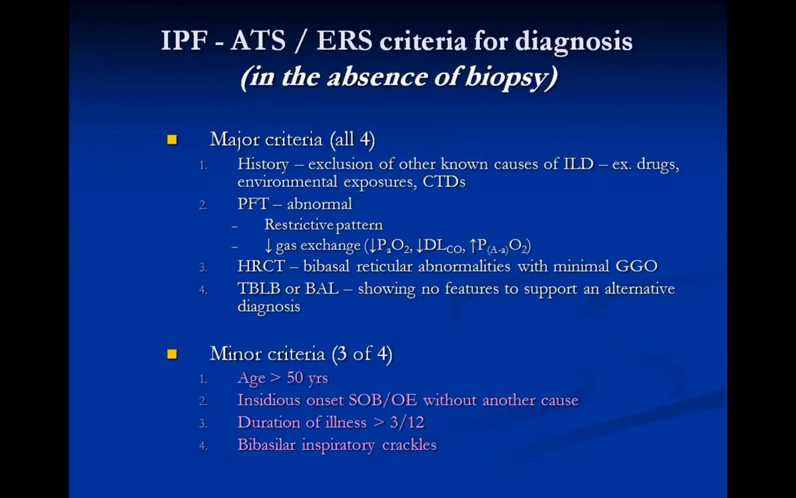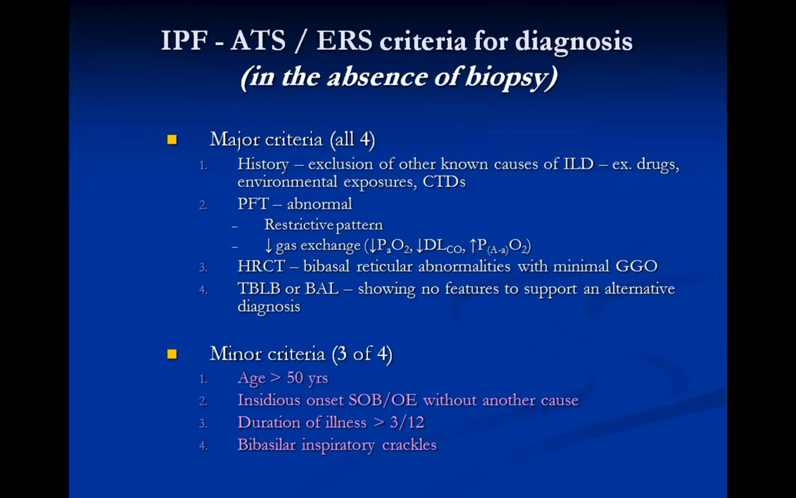In classical idiopathic pulmonary fibrosis, the major criteria are an abnormal PFT with a restrictive pattern and reticular opacity predominantly at the basal regions of the lung. If you find a usual interstitial pneumonia pattern, it can be seen not only in idiopathic pulmonary fibrosis but also in other diseases like connective tissue disorders, drug-related ILDs, and occupational lung disease ILDs. So we have to rule out all other causes before coming to the diagnosis of IPF.